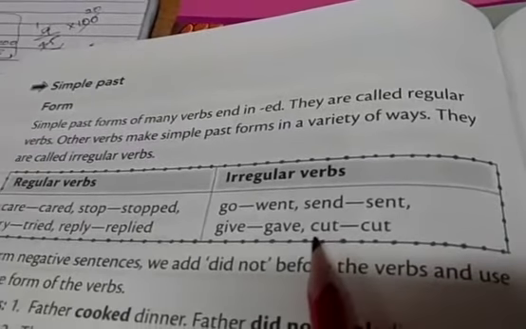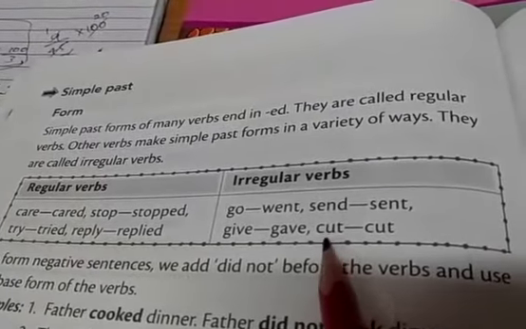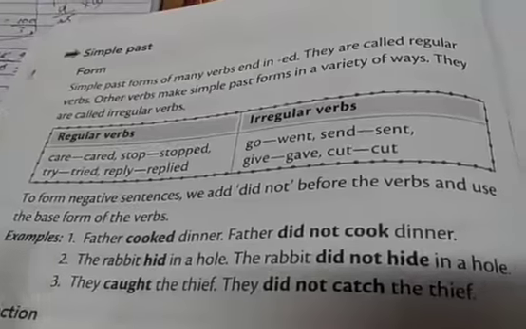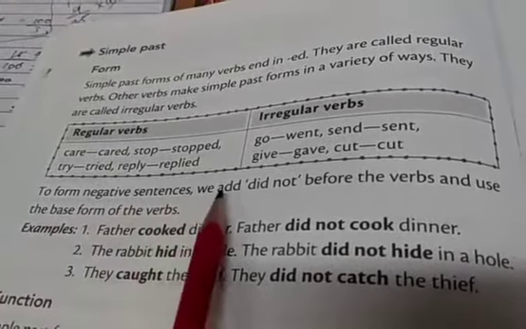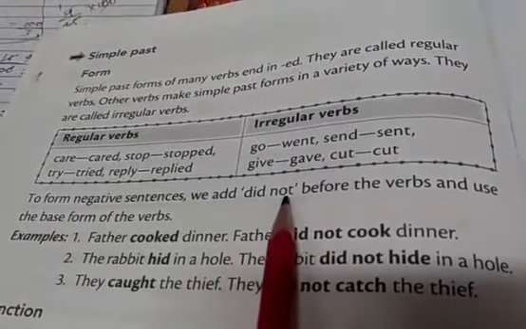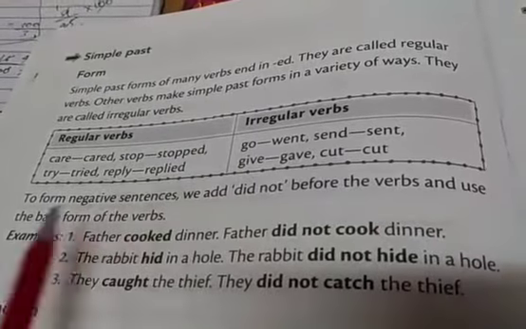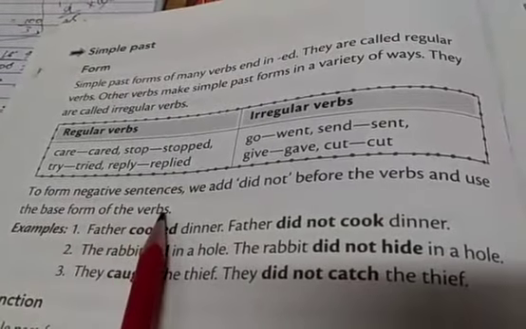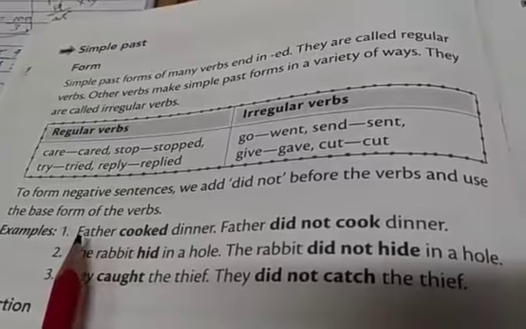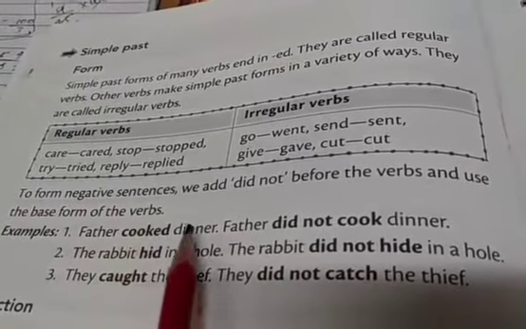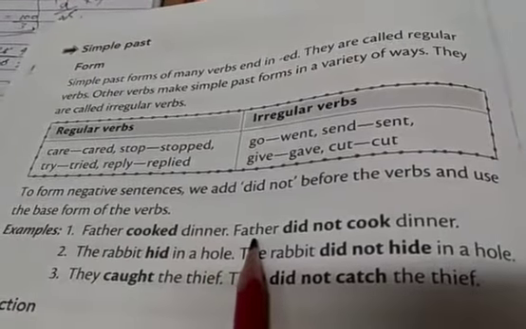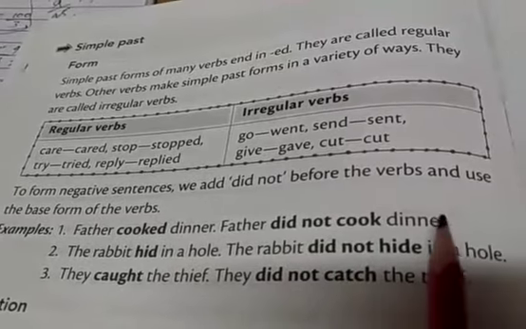Usually you speak those words, no? Cutted, putted and all. To form a negative sentence, we add did not before the verb and use the base form of the verb. Now for example here, see: father cooked dinner. Father did not cook dinner.